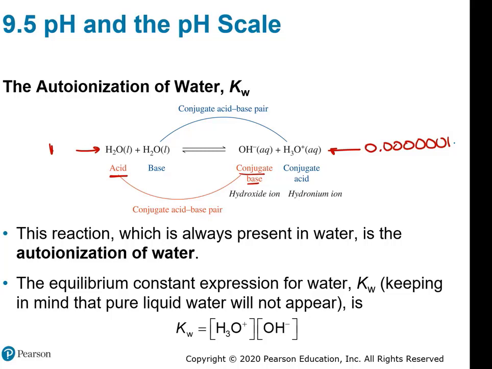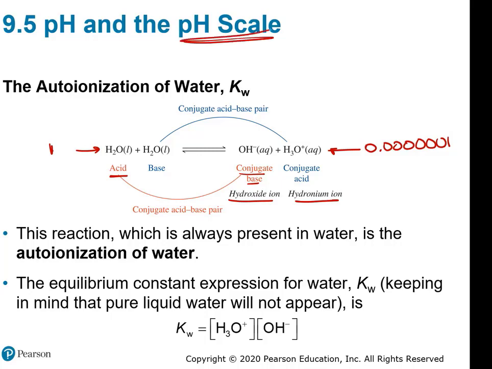If you have a solution and you have more hydrogen ions than hydroxide ions, then your sample is acidic. If you have more hydroxide ions than hydrogen ions, then your sample is basic. And if they're exactly equal, the amount of hydrogen ions and hydroxide ions, the H and the OH, if they're exactly equal, then that's neutral. So that led to the development of the pH scale.